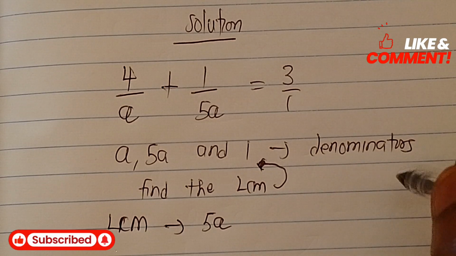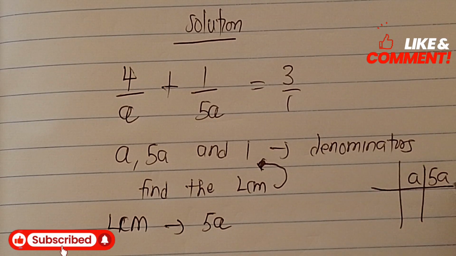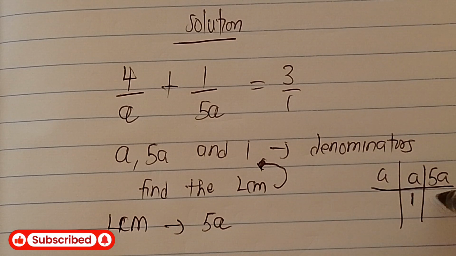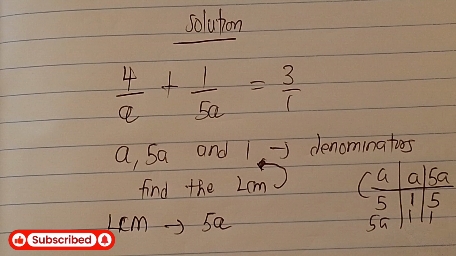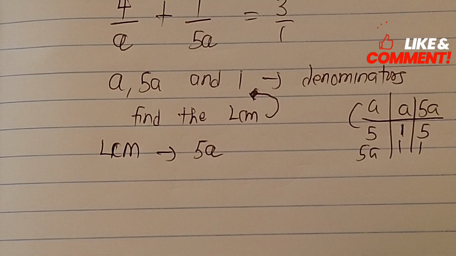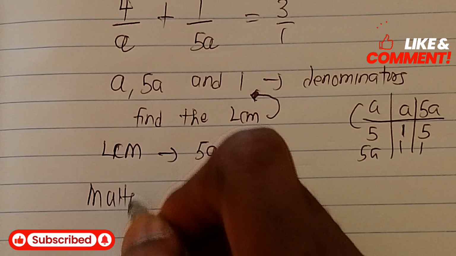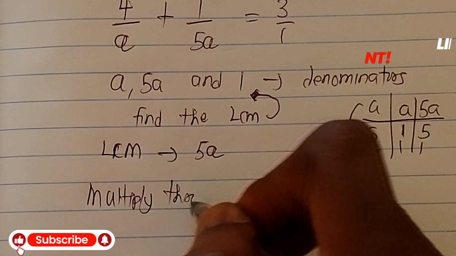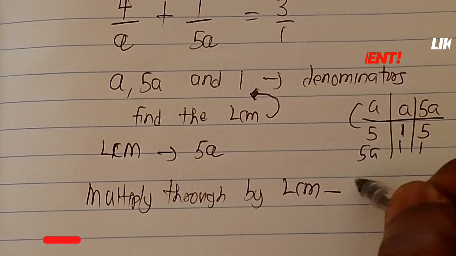We try it here, that's like a 5e. So what can go here is e, here we have 1, 5. 5 can go, cancel, and 5 times e is 5e. So the next thing we're going to do is multiply through by the LCM, which is what?